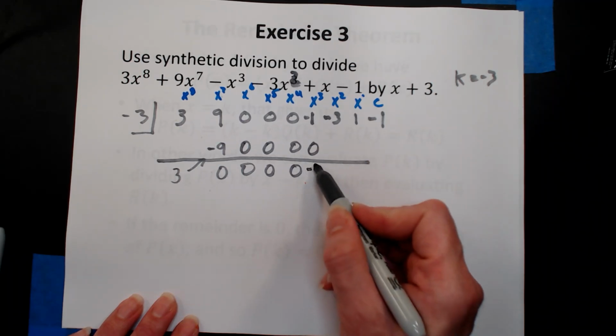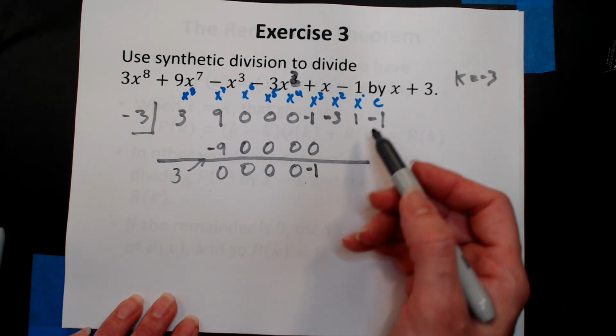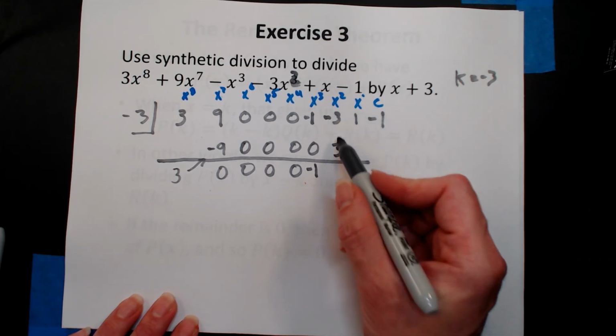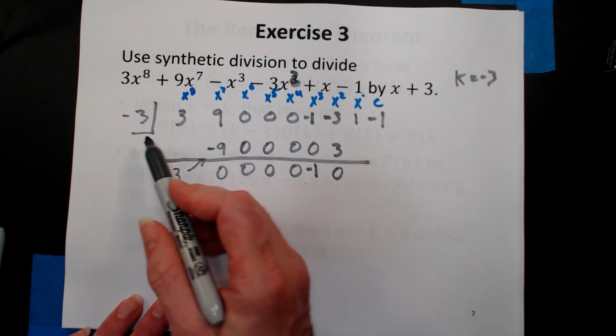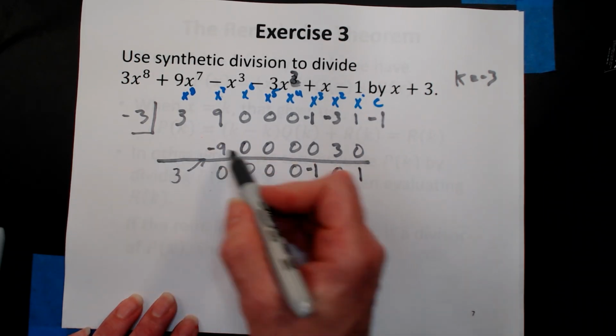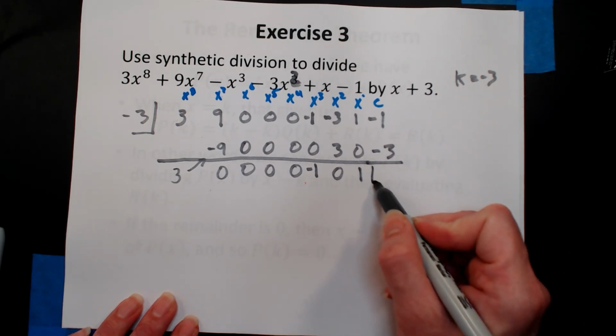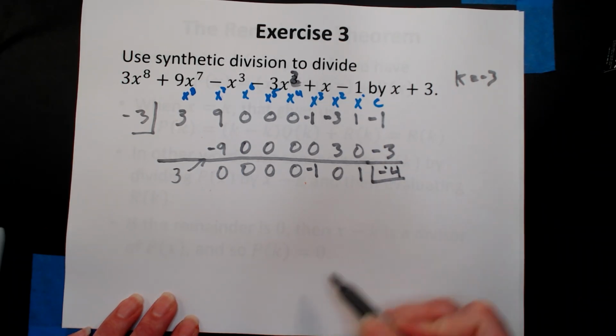And then now I'm going to get a -1. So -3 times -1 gives me +3, which is going to give me 0. And then I'm going to get 0, 0, 1. Comes down. -3 times 1, and that's going to give me -3. And then my remainder is going to be -4.